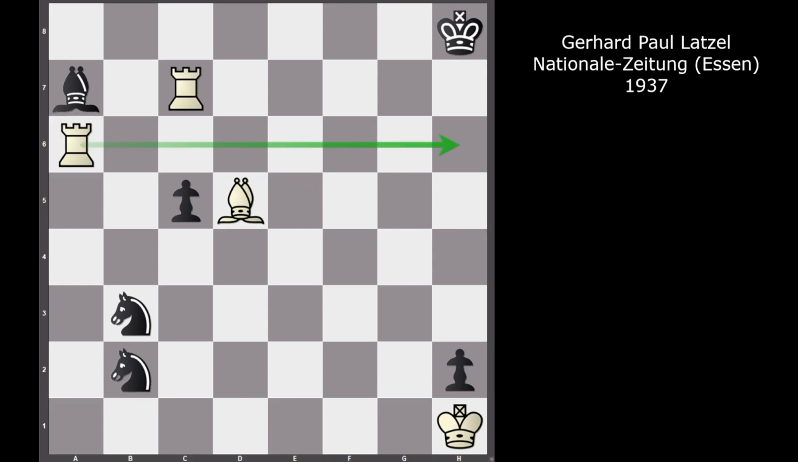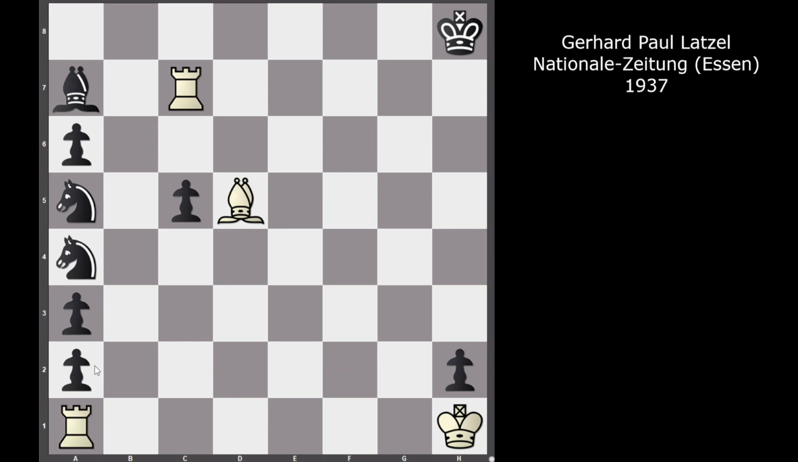Again, threatening rook h6 mate. Now, black can either just do nothing and this is a mate in 4, or black can try to stop this with bishop b6, but then there's rook a8 mate. And surprisingly, even though there are 6 different black pieces and pawns on the a file, white can mate in 4 moves on a8.